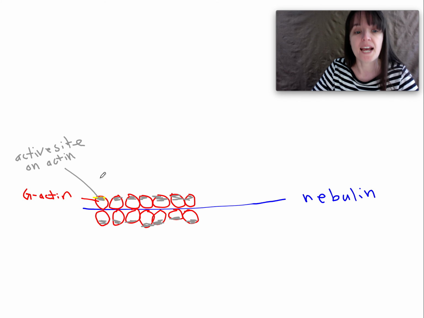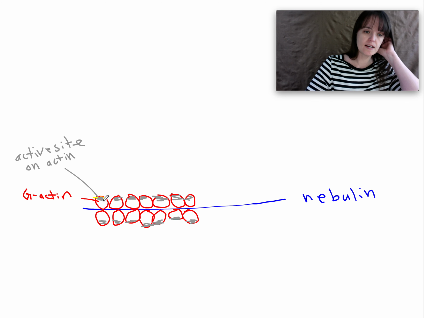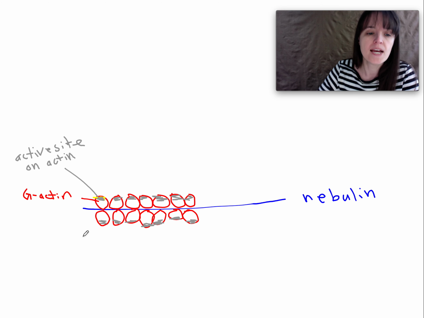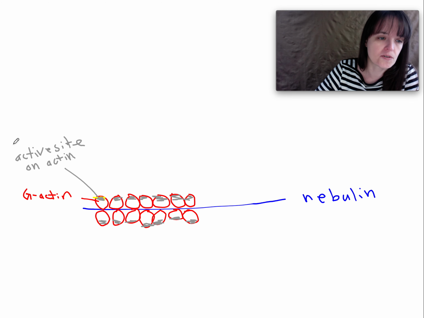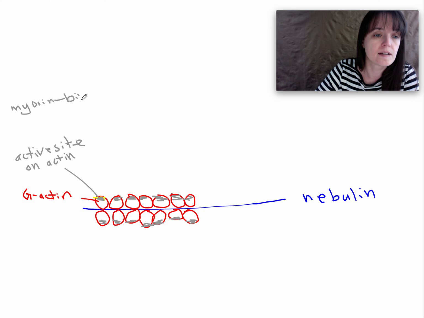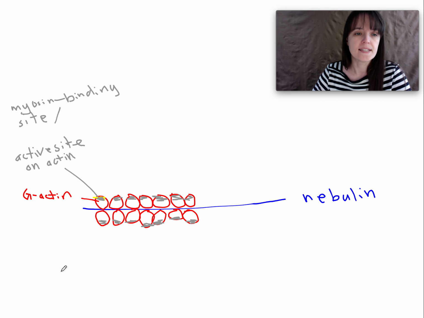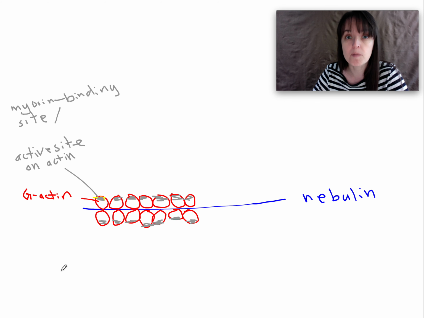Okay, so the active site is, I don't know, maybe a quarter of the sphere furthest from the nebulin. And the active site is also called the myosin binding site. Slash active site, okay? And that's because myosin binds to it. And we know that we want the myosin and the actin to interact to make a muscle contraction.